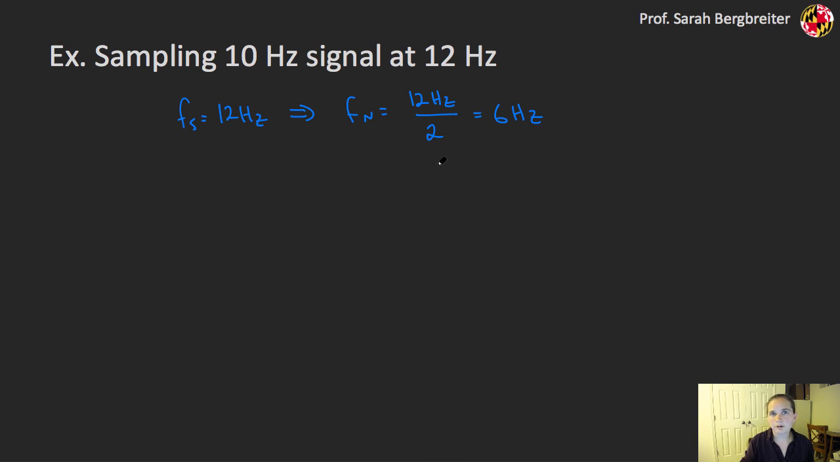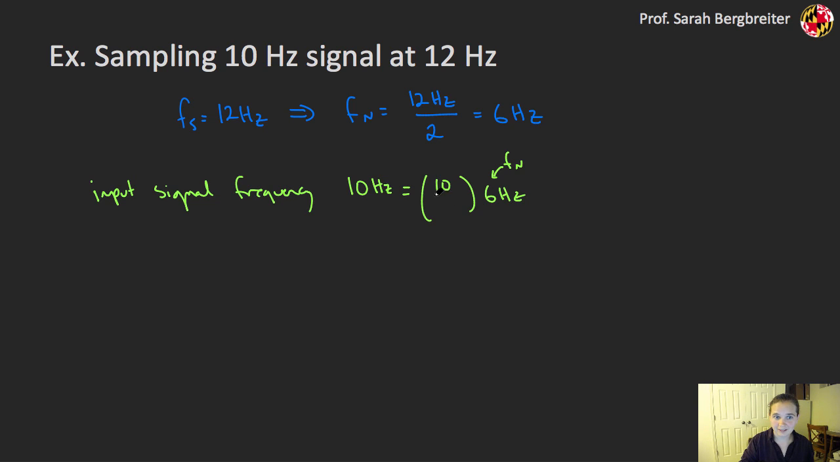So now I want to figure out what my input signal frequency is in terms of that Nyquist frequency. My input signal frequency is 10 hertz. So 10 hertz is some factor of 6 hertz. In this case, 10 hertz is 10 over 6 times 6 hertz. And I use 6 hertz here because that's my Nyquist frequency. So this tells me that 10 hertz is 5/3 times that Nyquist frequency.